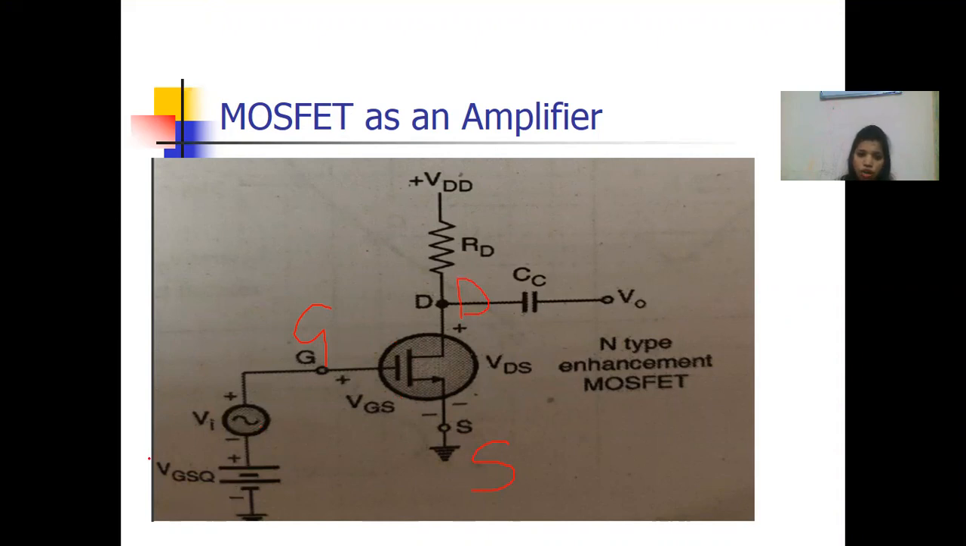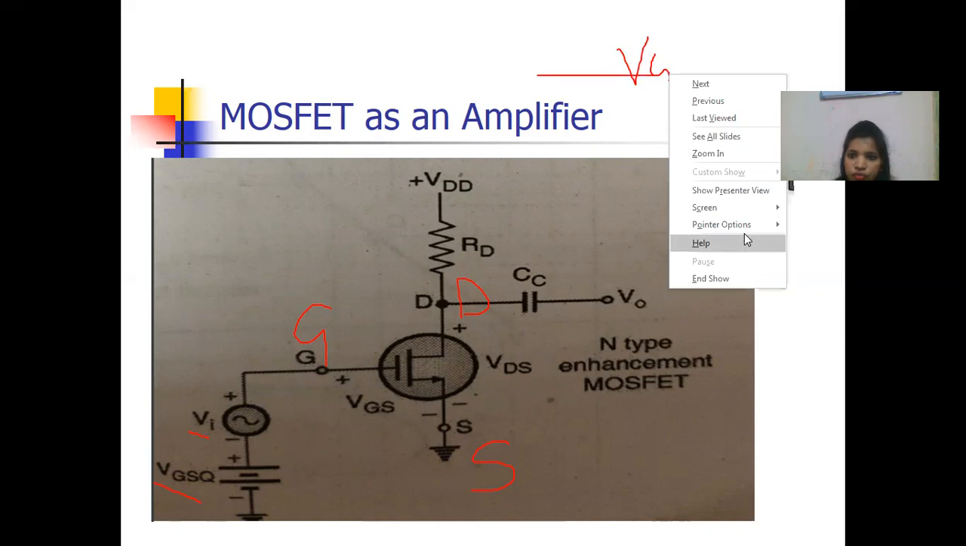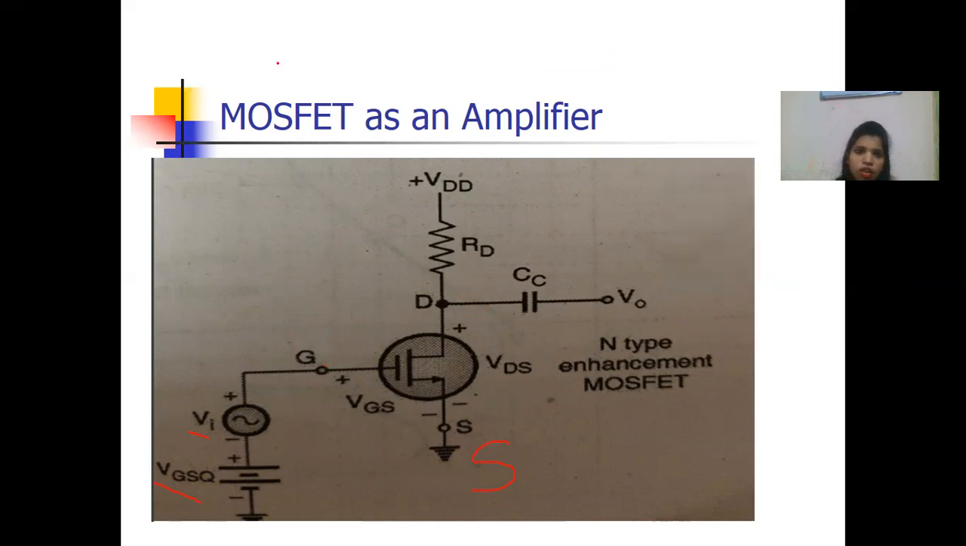Remember, whenever all letters are in capital, that indicates the DC value. When all letters are in small, that indicates the AC value. When small with capital, that indicates AC as well as DC. Suppose I am writing VGS, then it is the DC value. When I am writing this small vgs, this represents the AC value. This is your DC value. When I am writing a small letter along with the capital letter, it represents AC along with the DC.